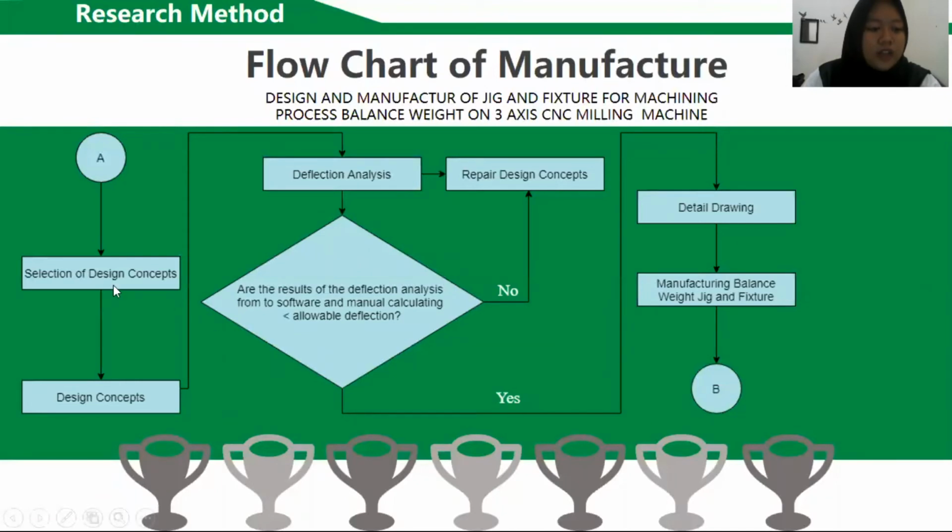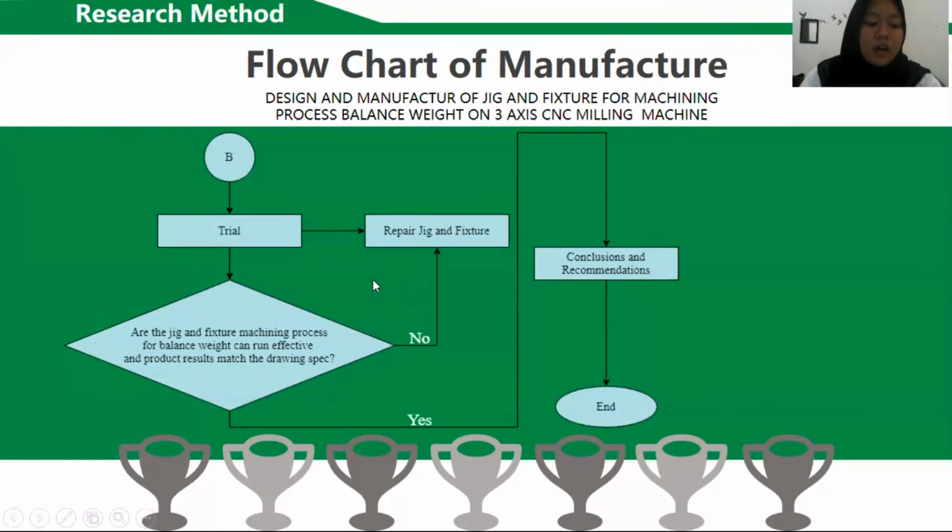doing selection of design concept, then selection of the final result of design concept, and doing deflection analysis, where the result of the deflection analysis from the software and manual calculation must be smaller than the allowable deflection. If the result is no, do repair of the design concept, and if the result is yes, can go on to the next step, detail drawing and manufacturing of the balance wheel jig and fixture.